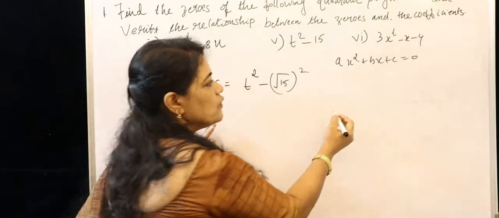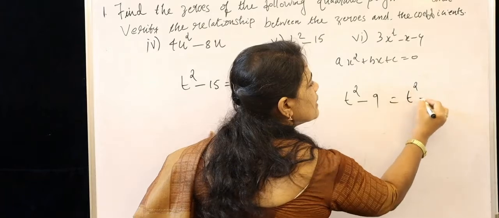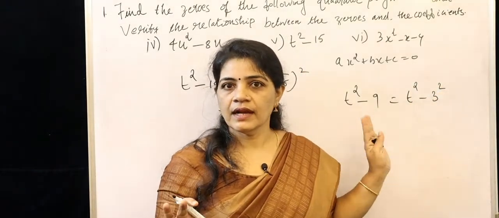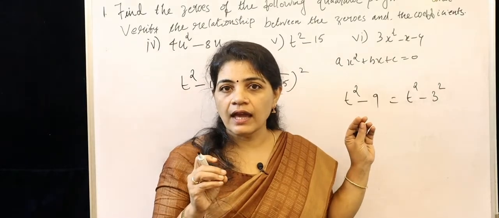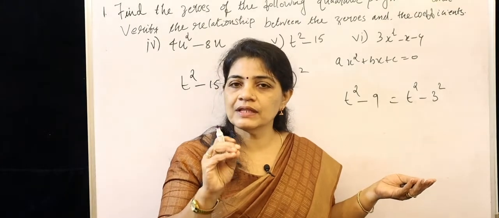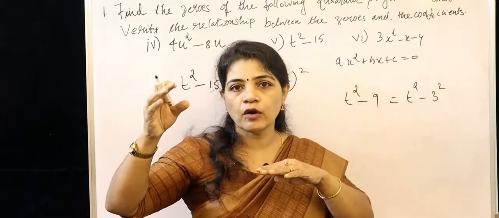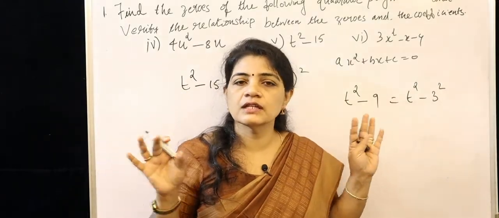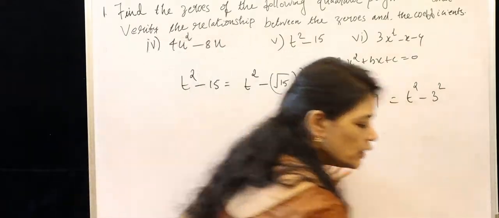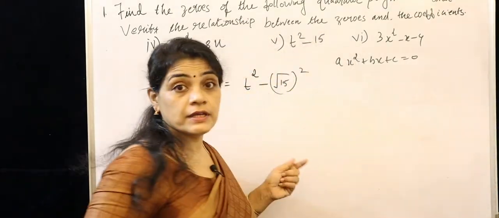See, if we have t square minus 9, this can be written as t square minus 3 square, since 9 is a square number. Understood? But if we have a non-perfect square number, what to do? You just keep that given number under square root and square it. That means the square and square root get cancelled, so there is no change, it comes in RHS and LHS. So this is the way you can apply this a square minus b square form.